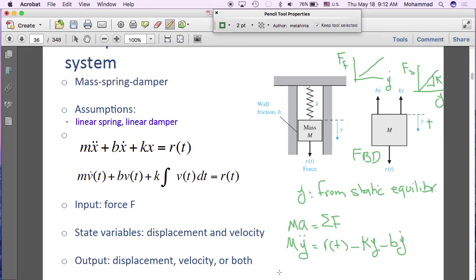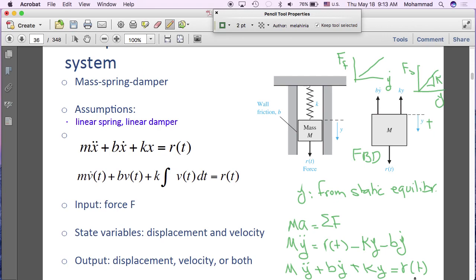So what do we do next? We try to rearrange so that all the terms that include y and its derivatives are on one side. So we have m y double dot plus b y dot plus ky equals R(t). So what kind of equation is this? This is a differential equation.